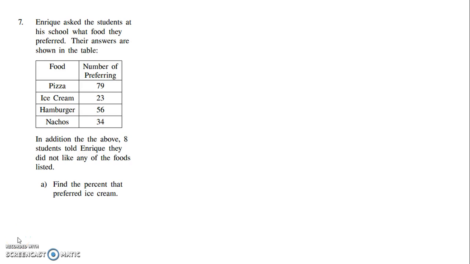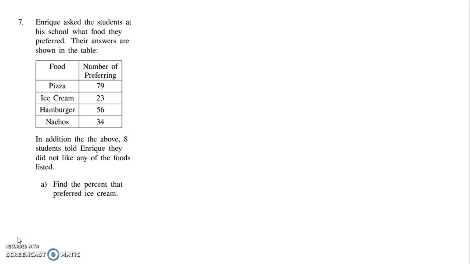This video is to help you with number 7 on CR Helper number 23. Number 7 is about percents and how to find certain percents. It says Enrique asked the students at his school what food they preferred. Their answers are shown in the table.